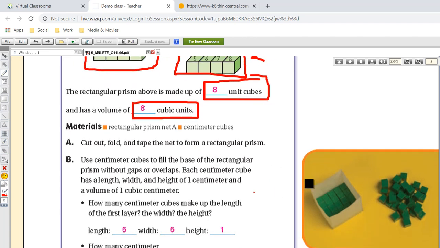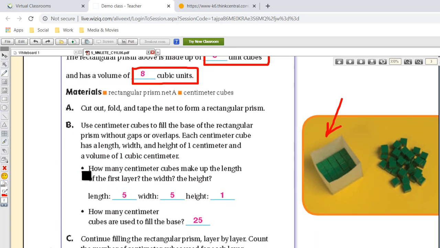Here, now we want to get the volume of how many cubic units can be filled with this box. Okay, firstly, we have here how many centimeter cubes make up the length of the first layer. So each equals 1 centimeter. Okay, so we are going to measure it with centimeter cubes that make up the length of the first layer.